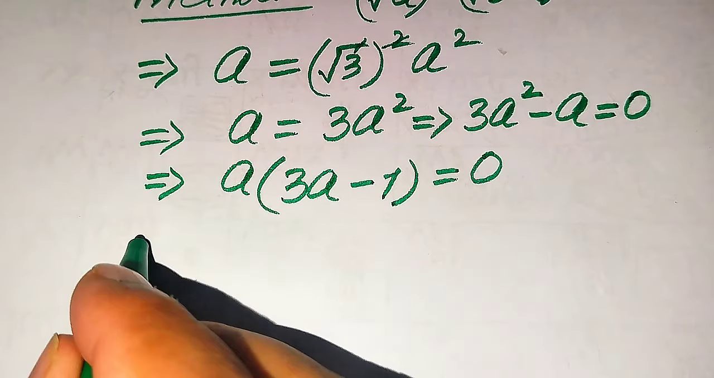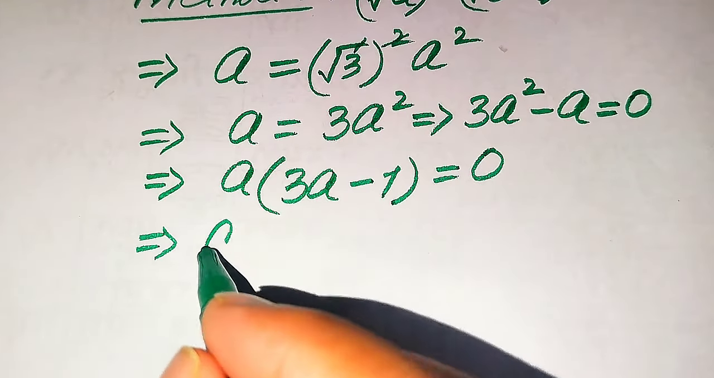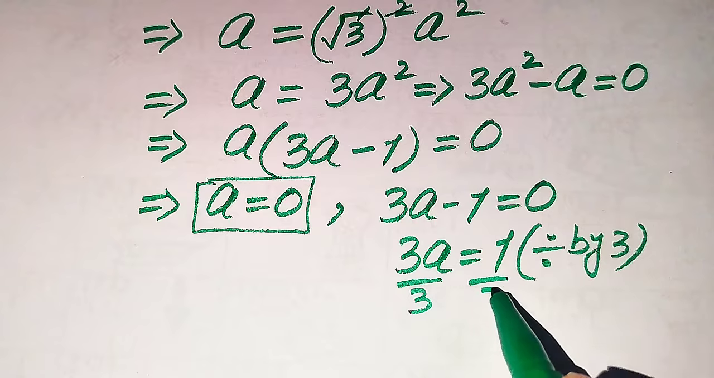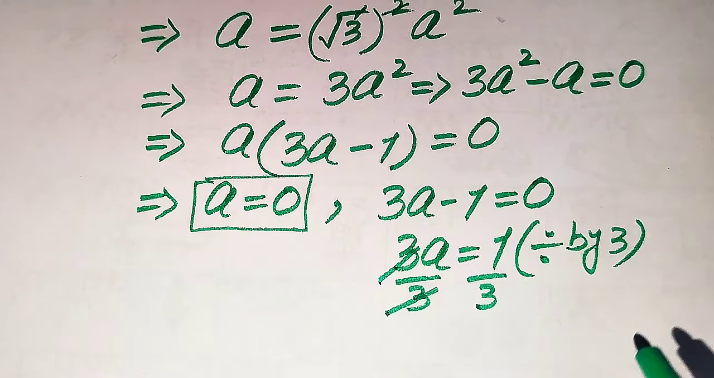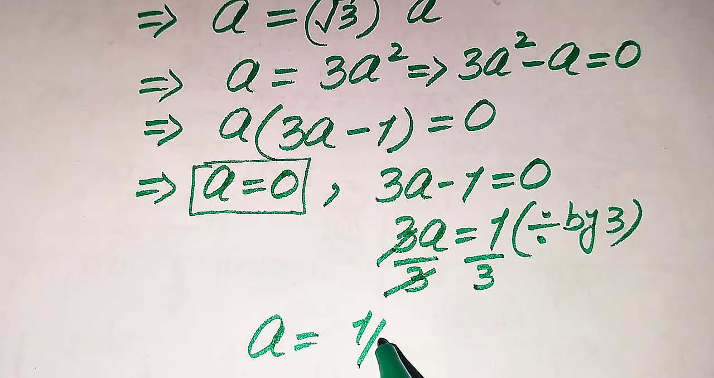In the next step, we need to divide this equation into two cases. The first case is a is equal to 0, and the second case is 3a minus 1 is equal to 0. So this is our first root of the given equation, and from here we move this minus 1 to the right hand side, and it becomes 3a is equal to plus 1. For the second value of a, we divide both of the sides by 3. So this 3 and this 3 are gone, and we get a is equal to 1 divided by 3. So this is the value of a which we get from the first method.